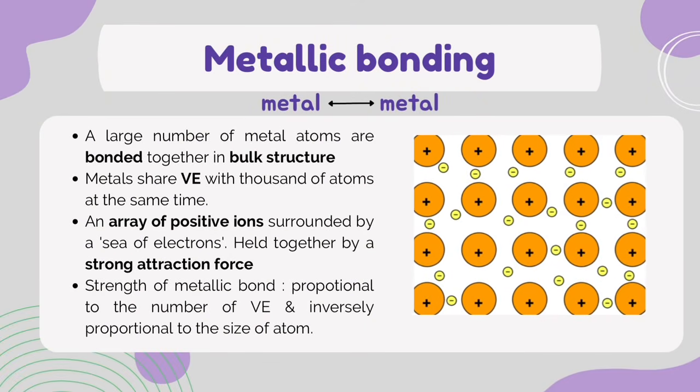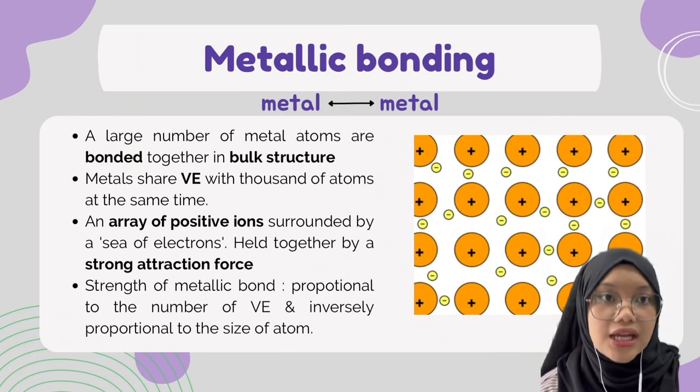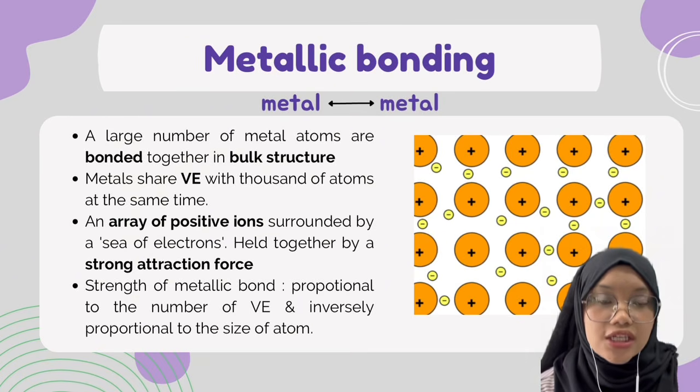Firstly, we need to know what metallic bonding is. Metallic bonding happens between metal atoms, unlike ionic bonding, which joins non-metals to metals, and covalent bonding, which joins non-metals to each other. In metallic bonding, a large number of metal atoms are bonded together in a bulk structure. Instead of sharing electrons between just 2 atoms, metals share their valence electrons with thousands of atoms at the same time. These electrons are not fixed in position, they are delocalized, which means they can move freely throughout the metal.